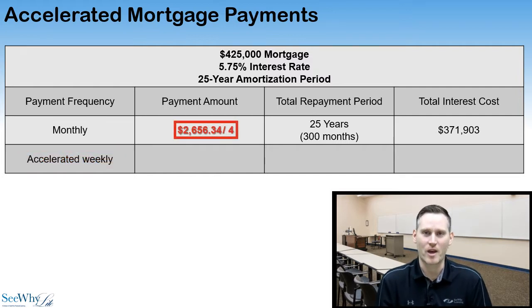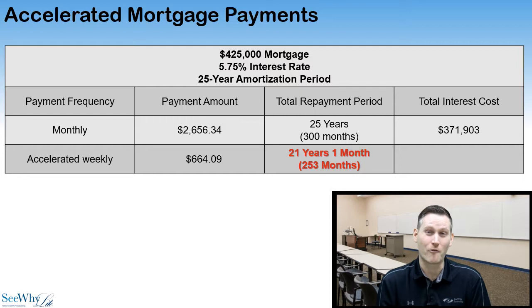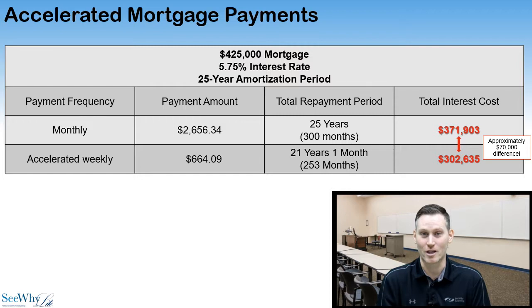So if instead of monthly payments they selected accelerated weekly payments, each payment would be $664.09, which is $2,656.34 divided by 4. Their mortgage would be paid off about 4 years sooner, and they'd only pay $302,635 in interest. The accelerated weekly payment option would save them more than $70,000 in interest.